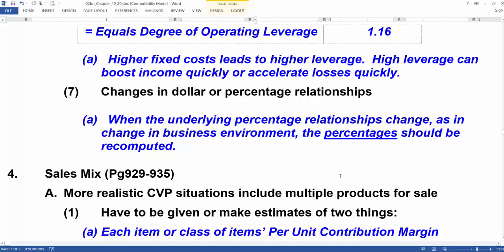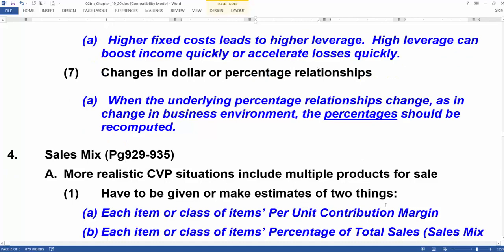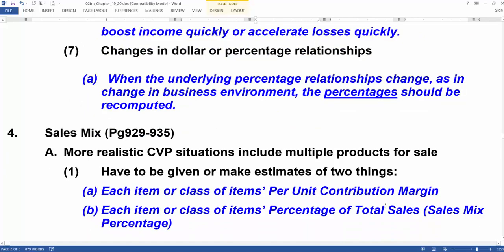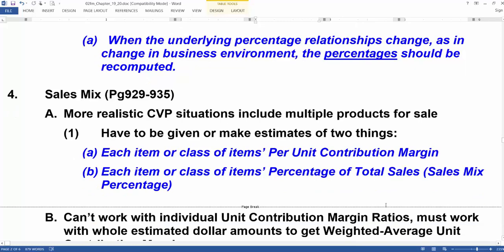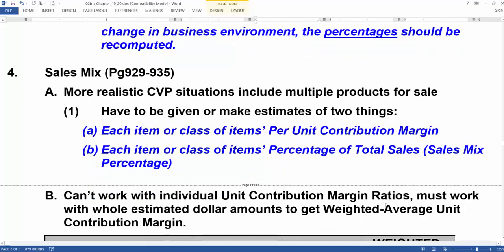Now, sales mix is a more realistic situation, closer to real life, than the single product scenario that we've been looking at up till now. In this situation, you have multiple products or items for sale, and you have to be told how much of each one there is, or you have to make estimates of two important things: each item or class of items per unit's contribution margin, and each item or class of items percentage of total sales. In other words, what percentage of my sales is it? That's called the sales mix percentage. You can no longer work with individual unit contribution margin ratios because they have to be combined and integrated in terms of how much you think of sales that product will contribute. And then you'll get the weighted average unit contribution margin.